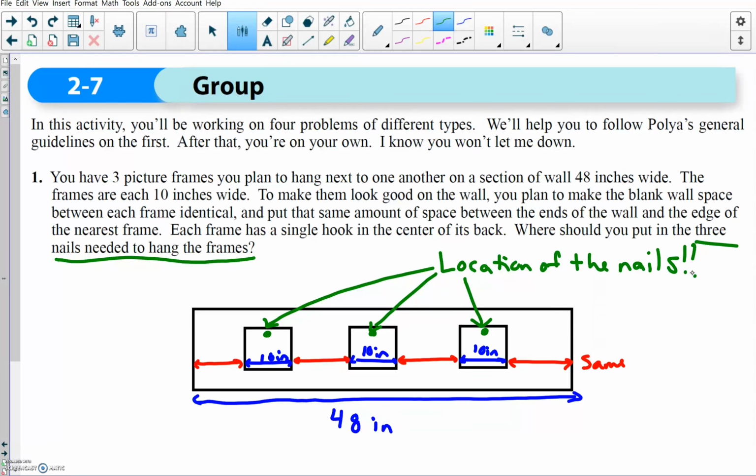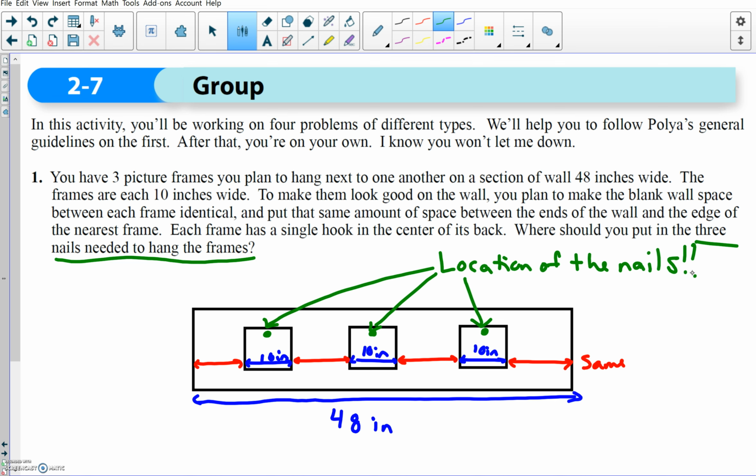So one option is, I can clearly see in my picture, I know the blue measurements, but what I'm missing are the red measurements. So that's the next step, to figure out what those red spaces are. Once we know the red spaces, we'll know all the measurements on the wall, and conceivably we could figure out the location of the nails.